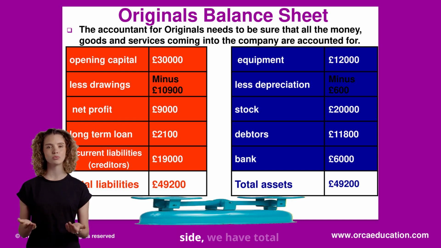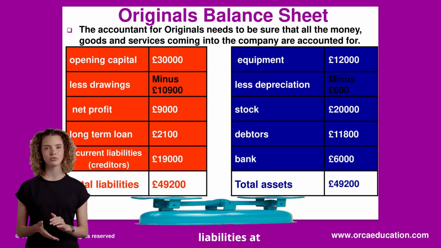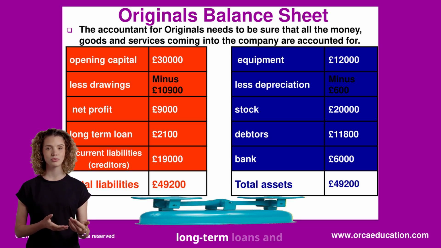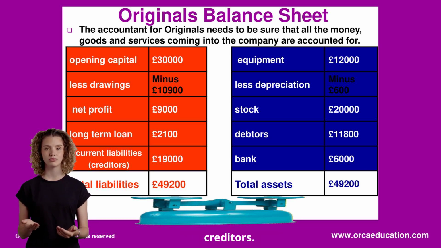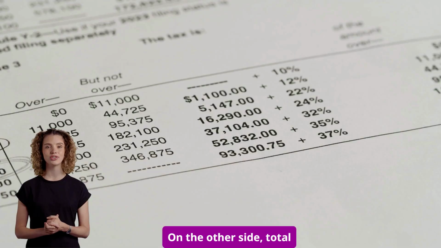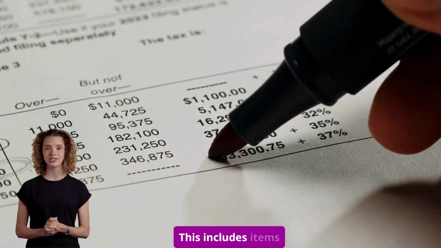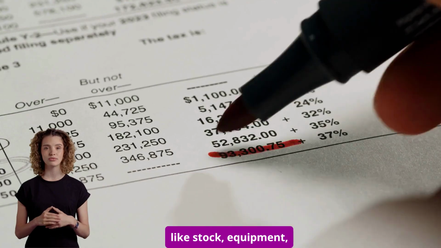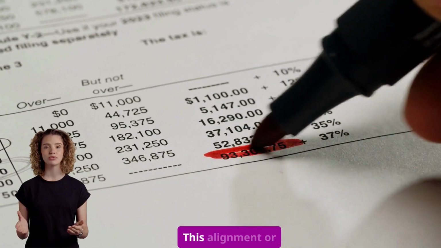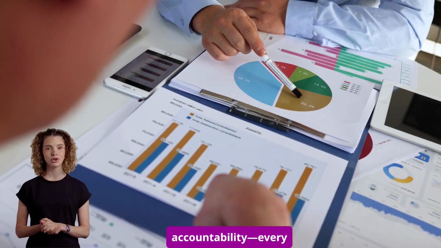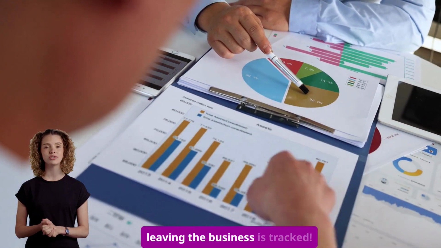On one side, we have total liabilities at £49,200, including long-term loans and creditors. On the other side, total assets which should match this figure. This includes items like stock, equipment, and cash. This alignment or balance ensures accountability. Every pound coming into and leaving the business is tracked.